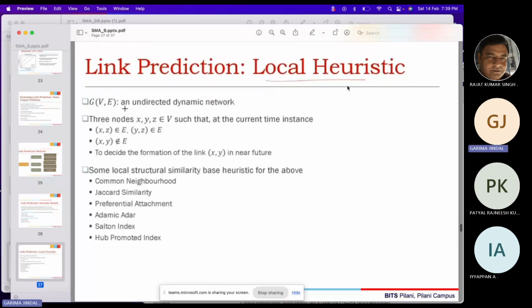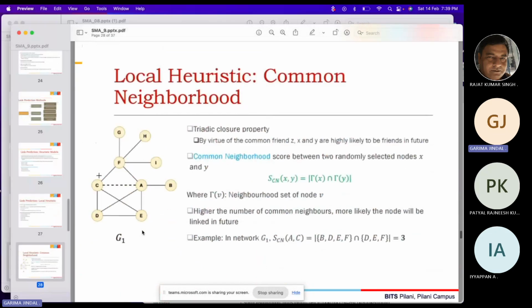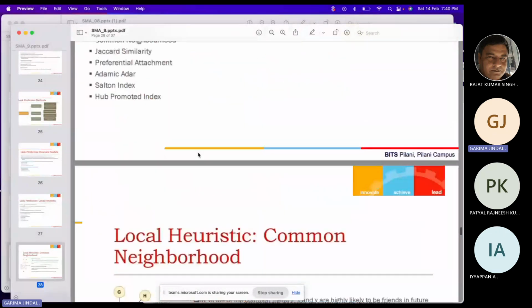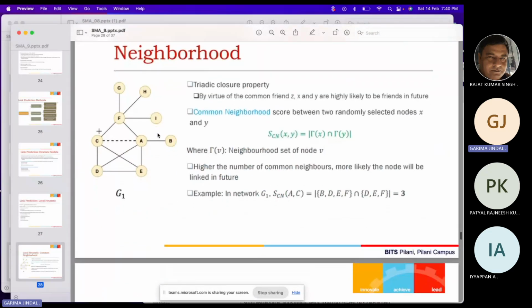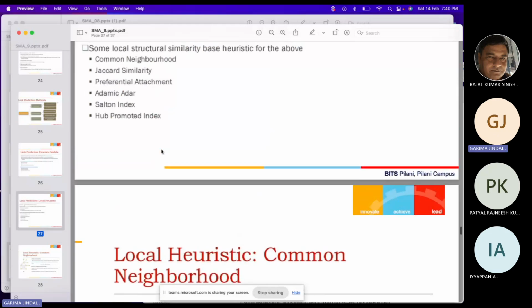In the local heuristic method, we have discussed all these different similarity measures, and all of them are based on the common neighborhood. The only difference is in the formula, that is, a slight difference in the way we normalize the common neighborhood. We identify the number of common neighbors, normalize that value, and then calculate these values for each non-connected pair of nodes.